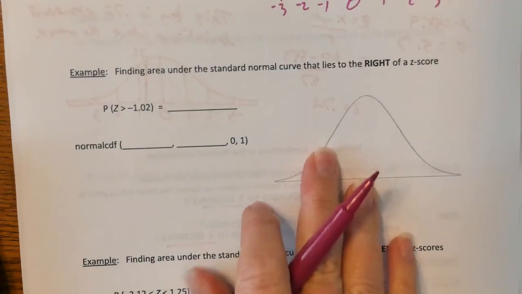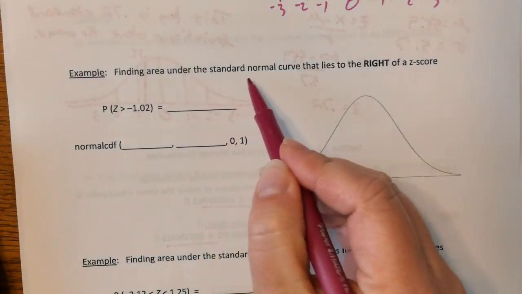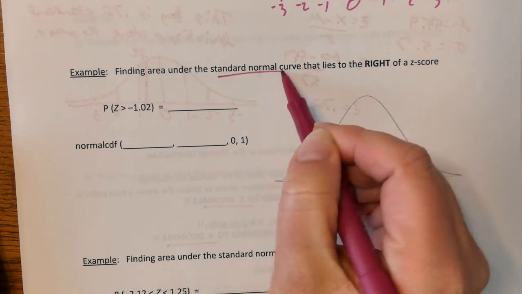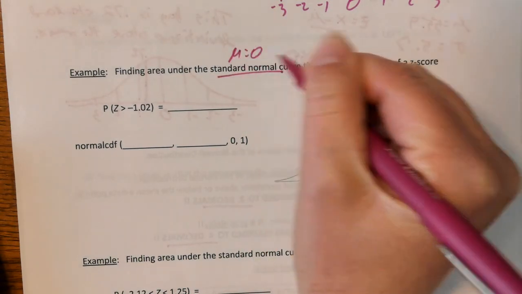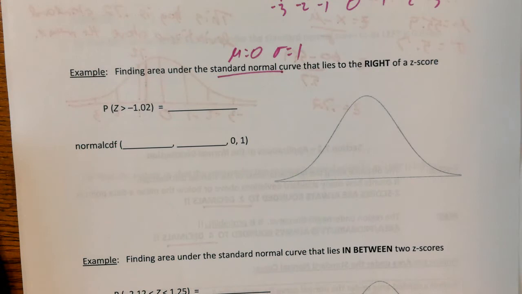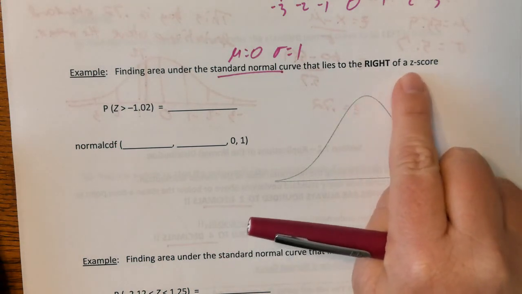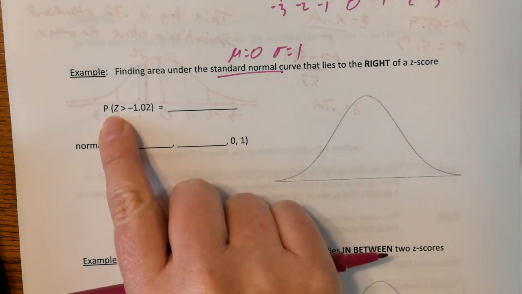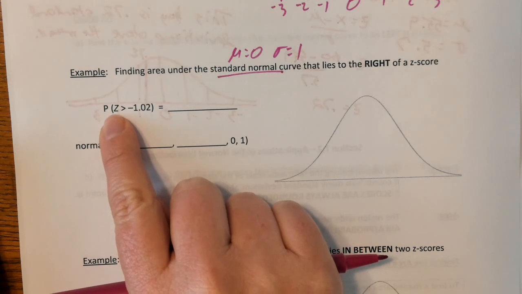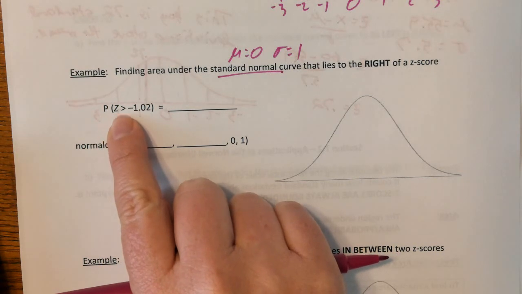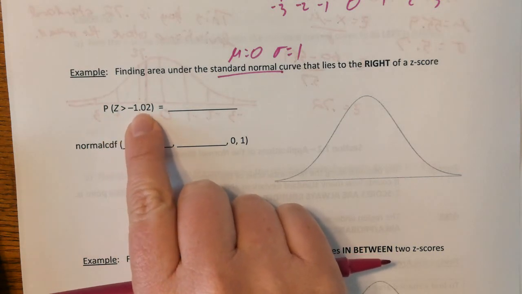Okay, let's try another example. Find the area under the standard normal curve. As soon as we see that, we know the mean is 0 and the standard deviation is 1. That lies to the right of a z-score. And their example is the probability that z, that's a z-score, is greater than negative 1.02.